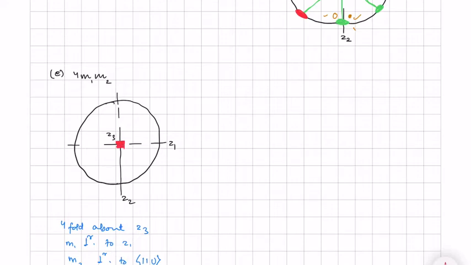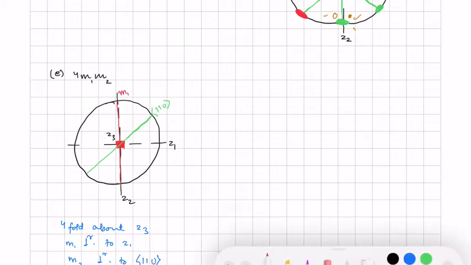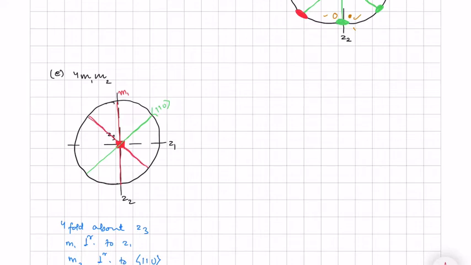Then mirror perpendicular to z1. So it is perpendicular to z1 is this z2. This is your m1. And then for m2, that is perpendicular to 110. So 110 is at 45 degrees from x. So this is 110. So for perpendicular to this, it becomes this line. This is perpendicular to 110 and this is your M2. Okay, so if I apply fourfold rotation to M1 and M2, this becomes M1 again, and this original 110 is M2.